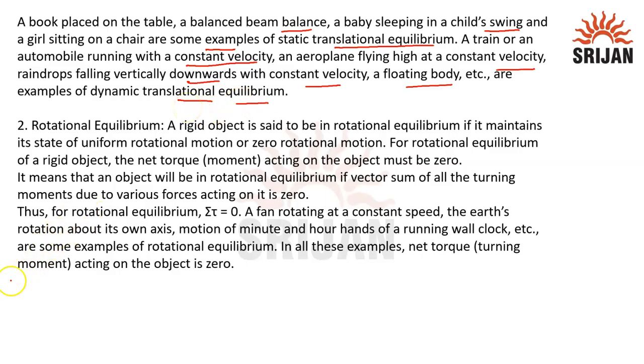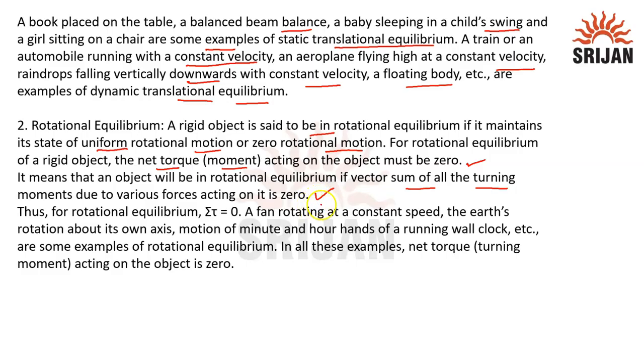Then, if we talk about rotational equilibrium, a rigid object is said to be in rotational equilibrium if it maintains its state of uniform rotational motion or zero rotational motion. So, for rotational equilibrium of a rigid object, the net torque, meaning the moment of the force acting on the object, must be zero. It means that an object will be in rotational equilibrium if the vector sum of all the turning moments due to various forces acting on it is 0.